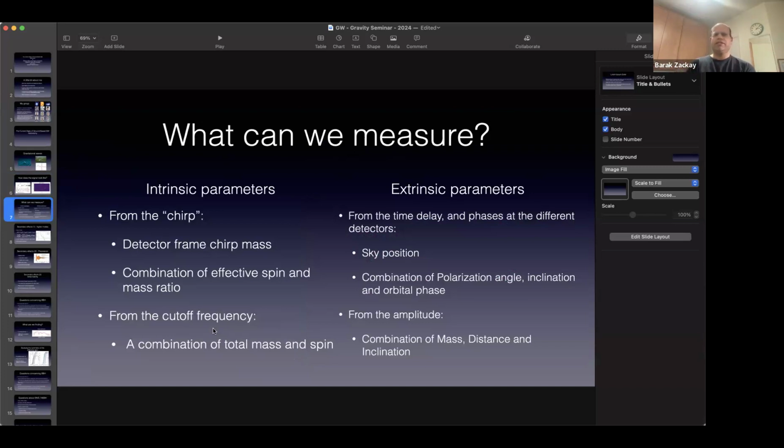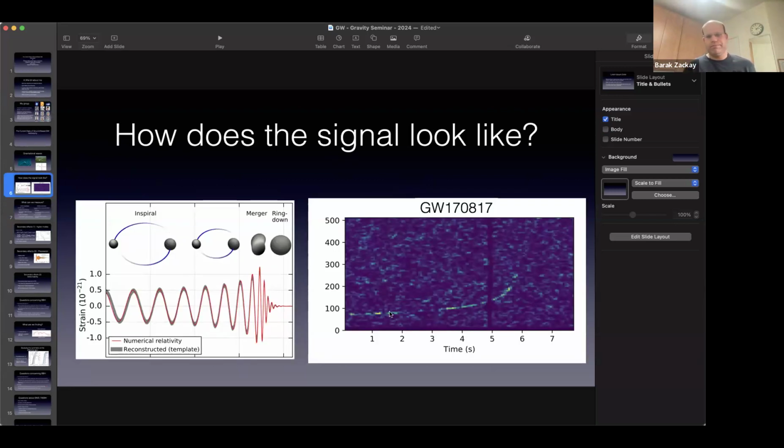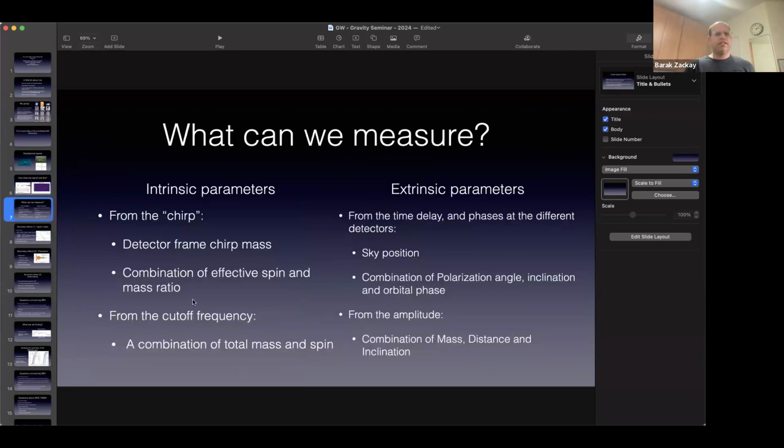So an example parameter which is intrinsic is the mass of the system, and the effective spin of the system. So let's talk little by little. So the chirp itself, the way the signal is changing its frequency with time, the phasing of the signal, the sinusoid, how it changes its phase, this is telling us what the mass of the system is. And it's also telling us some function of the spins of the black holes.